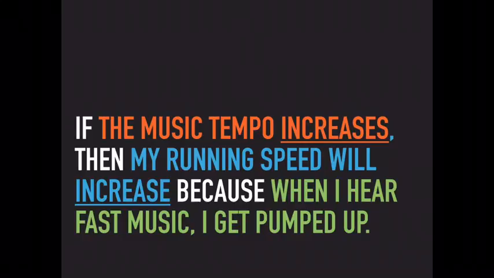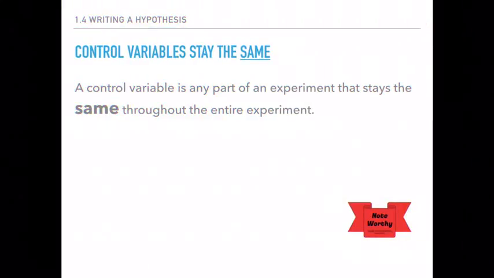And then in the green is my reasoning. It's my because, it's my science. When I hear fast music, I get pumped up. So remember, going back to the prediction, we're making a prediction based on science. We're not making a prediction based on what sticks to the wall. Now that we've written a hypothesis, let's talk about one other thing, and that is the control variables.